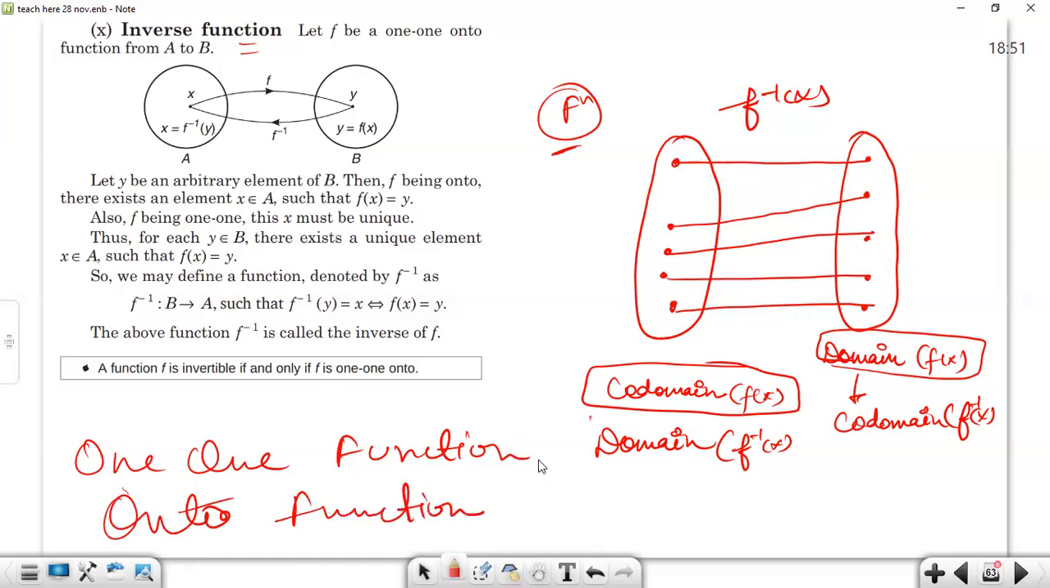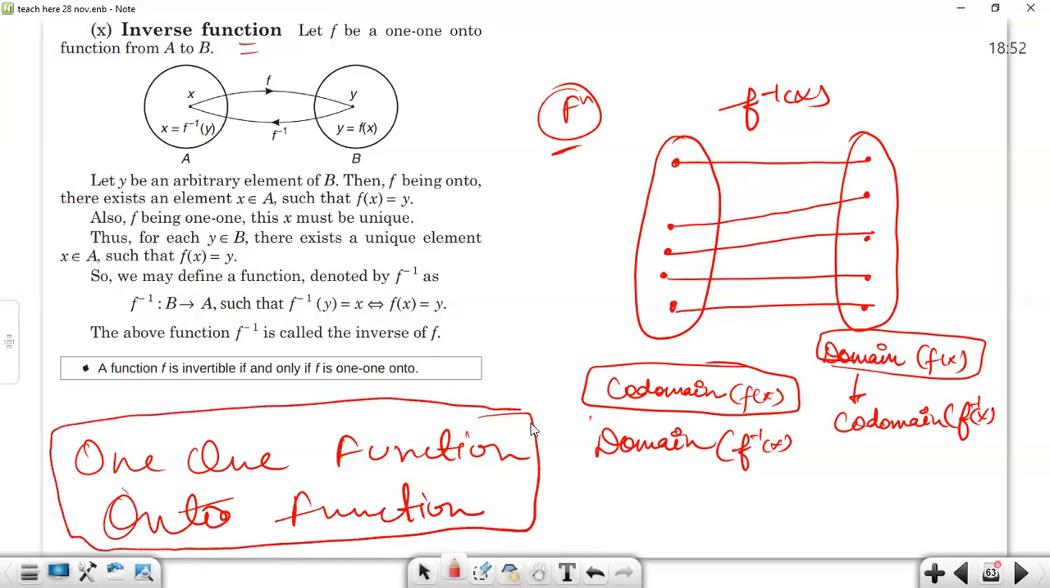If there is any doubt, I'll repeat. Is there any? No doubt, sir. Okay, so this is the condition. That is why the function has to be 1-1 and onto so that its inverse exists. Simple. This is the condition for a function to become invertible, so that its inverse exists. Let f be a 1-1 onto function from A to B. This is the condition. I have discussed the why.